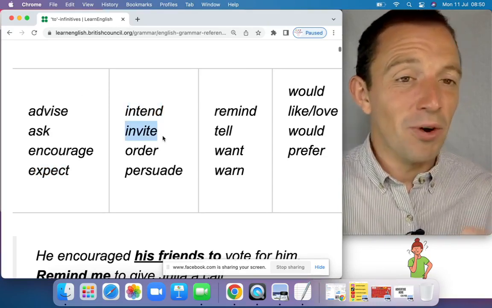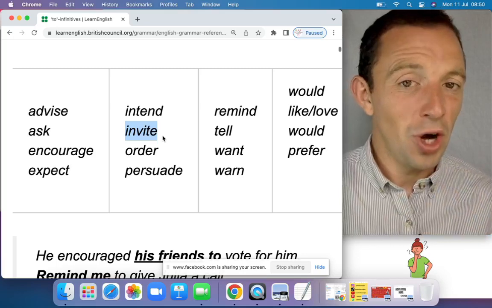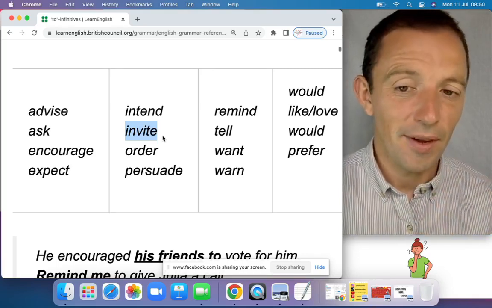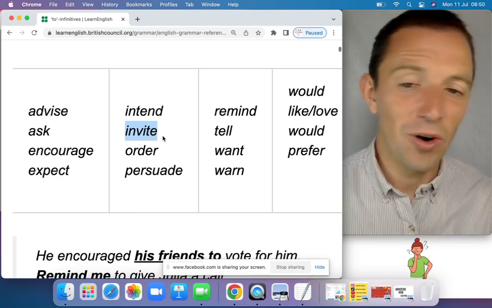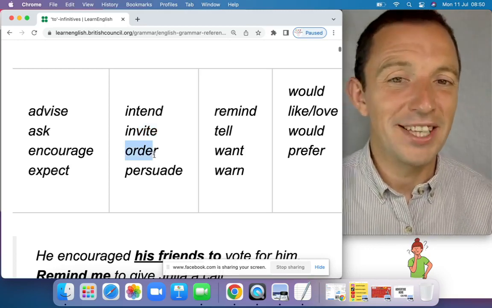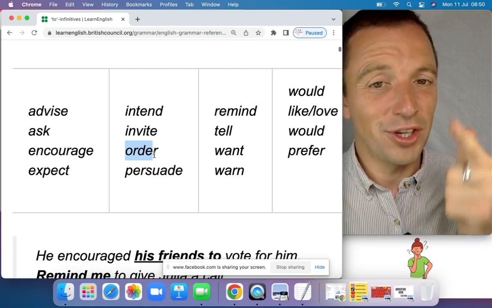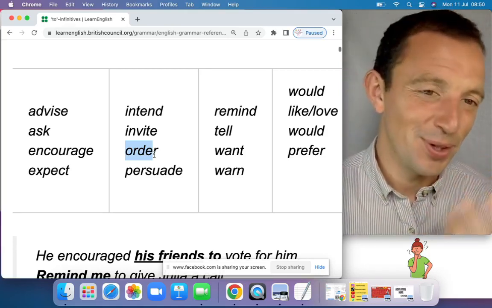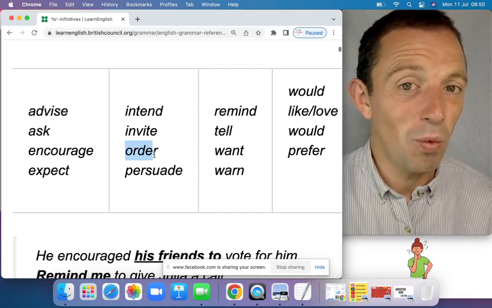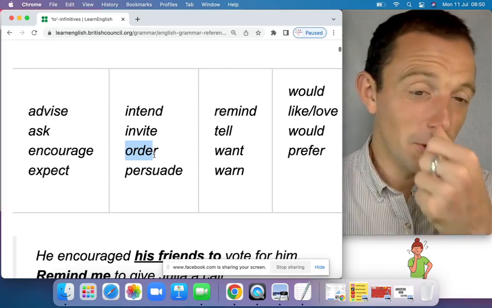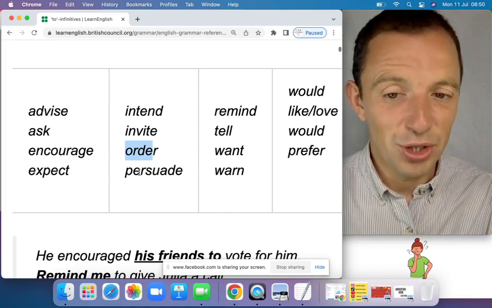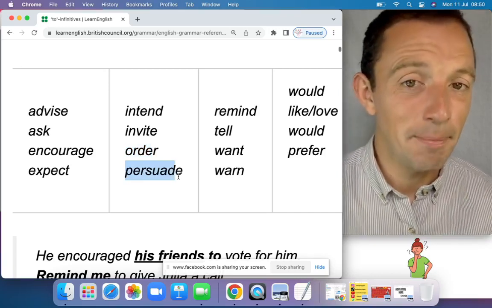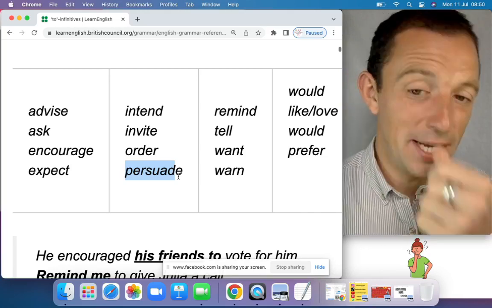However, invite is easier. Invite me to go, invite me to eat, invite me to visit. And again, order is very typical with a direct object. Order him, order you, order us, order them. To fix, it's obviously you can say what you want, but these are just a couple of examples. And persuade is a very important verb. To persuade me, to persuade you, to persuade him.